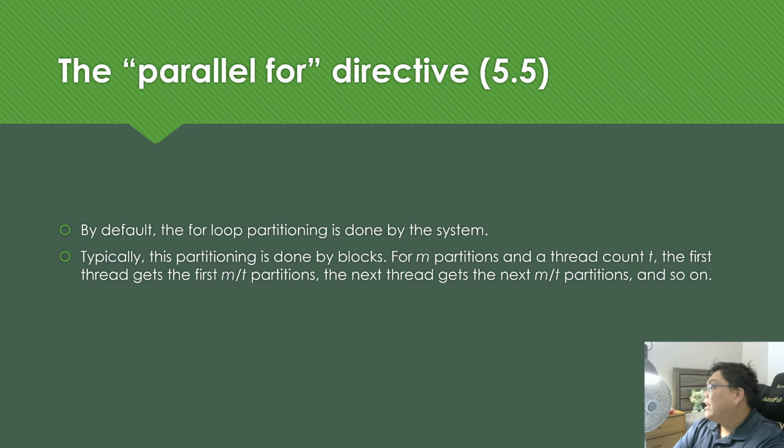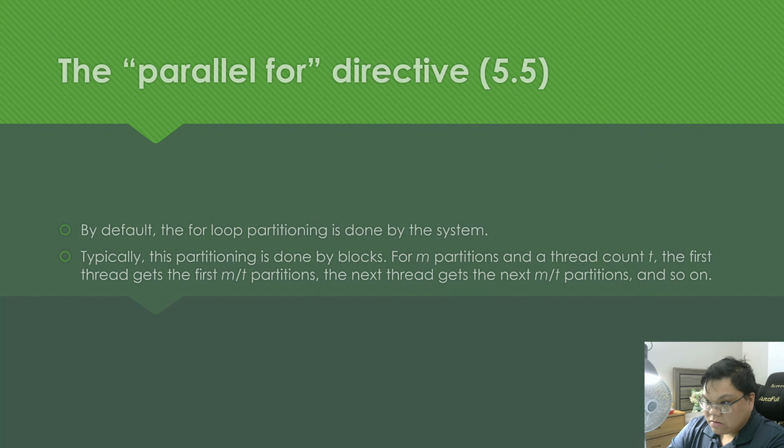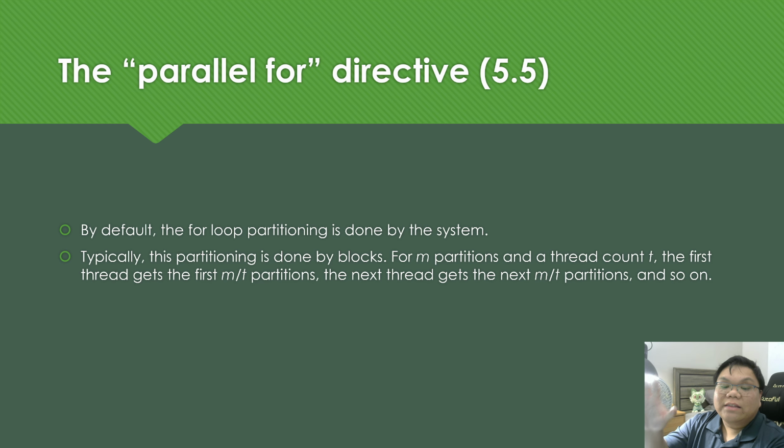So, let me talk about the details of the parallel for directive really quick. By default, when we add the parallel for directive, it does all the work of calculating. It abstracts away the work of having to calculate each thread's starting and stopping location. It partitions the work of our for loop such that for m partitions and a thread count t, the first thread gets the first m over t partitions, the next thread gets the next m over t partitions, and so on.